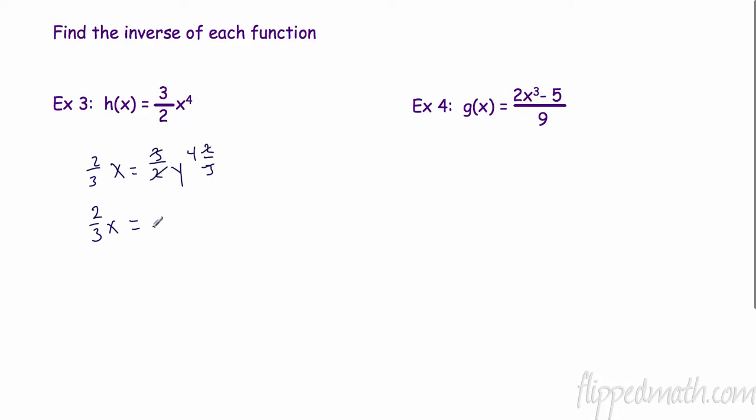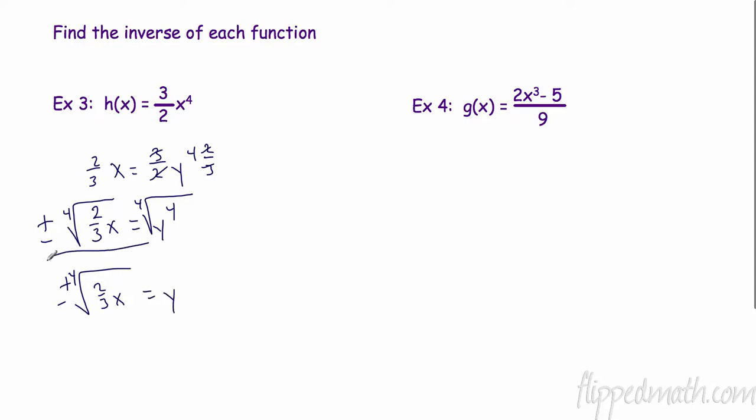So now we have y to the 4th. We're going to have to do the opposite of that, which is taking the 4th root. And again, remember, anytime you have an even, it's going to be plus or minus. So, plus or minus the 4th root of (2/3)x equals y is now our inverse function to that one.